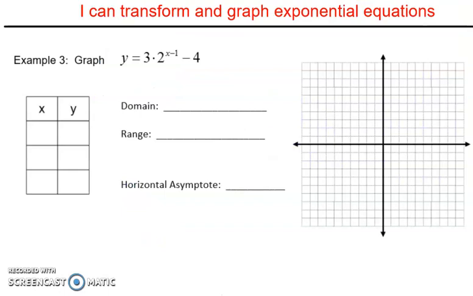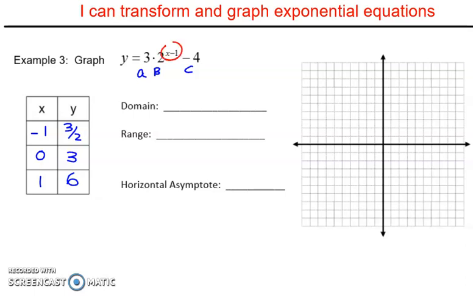All right, let's try another one. Here, A is 3, B is 2, and C is -4. Start off your table, -1, 0, and 1. And next to 0, I'm going to put whatever A is. Next to -1, I'm going to take A divided by B. And next to +1, A times B.